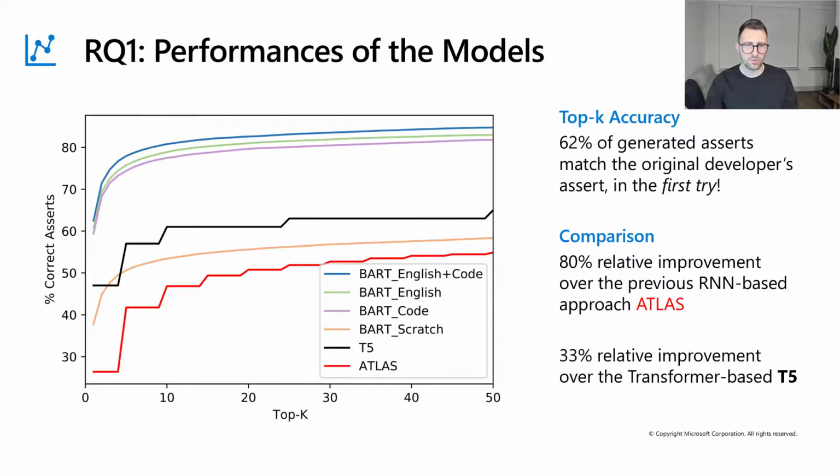Here we can also see that our model with no pretraining, BART Scratch, is slightly worse than the T5 model by Mastropaolo et al. The graphs for Atlas and T5 appear like a step function because their papers report only the results for specific top K values, while we report the results for any K value from 1 to 50.